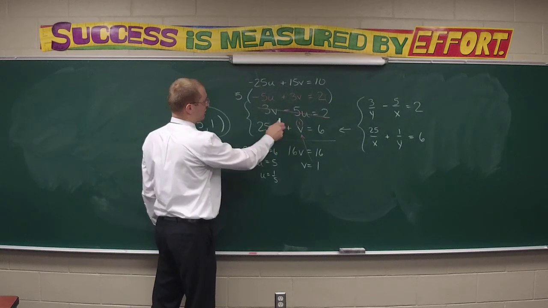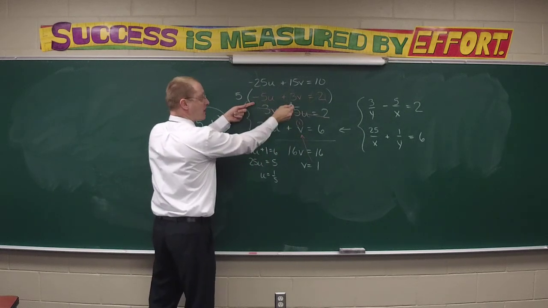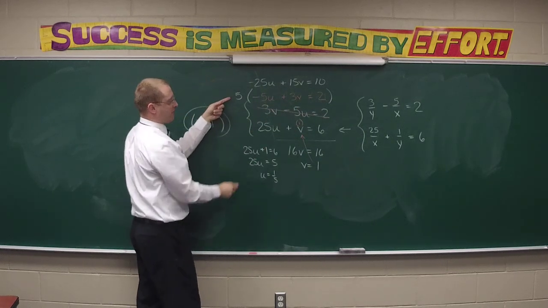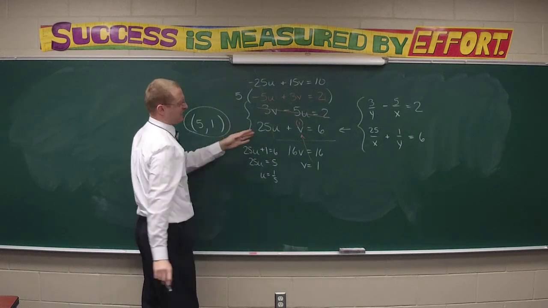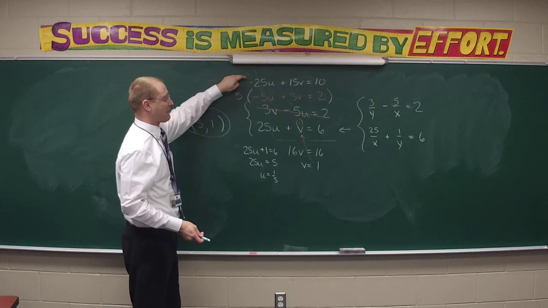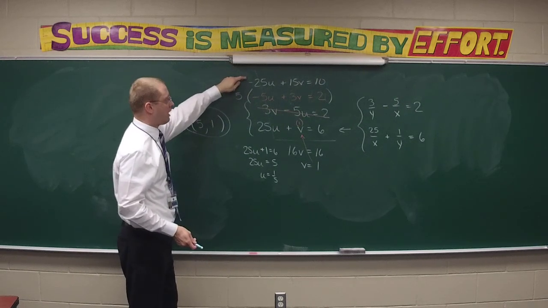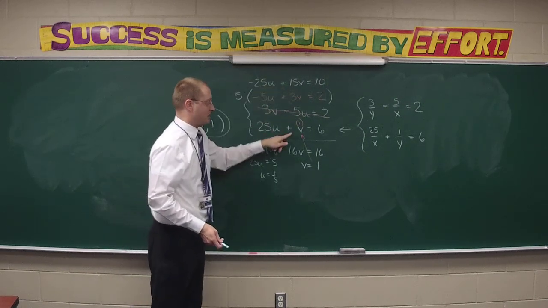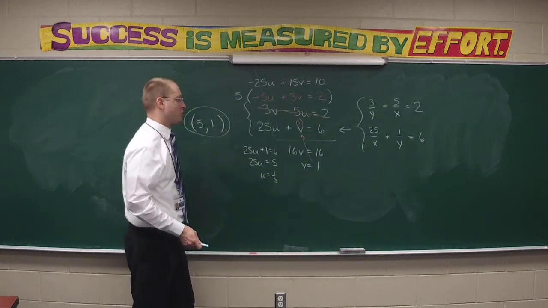Went ahead and reversed this one around, put the negative 5u, then the 3v equals 2. Multiplied by a 5. I was shooting for this here. Honestly, in hindsight, maybe the 3 would have been easier there. Multiplied the 5, got negative 25u plus 15v equals 10. That allowed the u's to cancel, gave me a 16v equals 16, so v was 1.